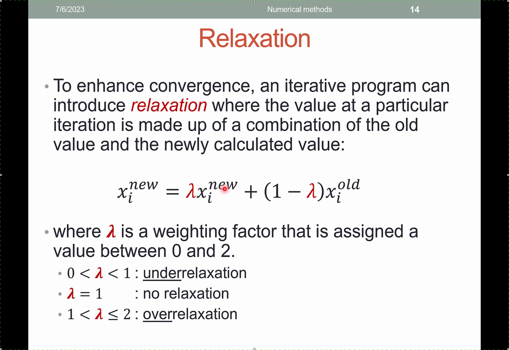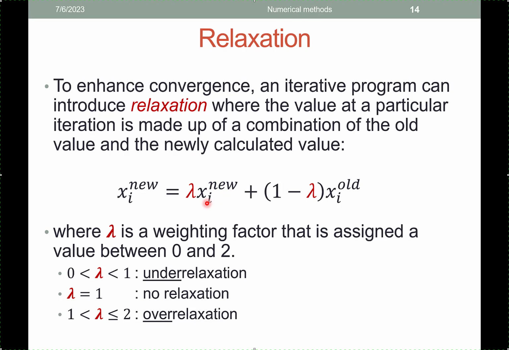Basically, this would be 0 and this would be 1. So we're just taking the new value as the new value and not doing any relaxation. And then if I plug in a value greater than 1 and less than or equal to 2, then I am over-relaxing. So for example, if I plug in 2, I'm going to multiply this new value by 2 plus 1 minus 2, which would be negative 1, so negative 1 times the old value. And basically, we are trying to jump ahead to find the value for x in a faster procedure.